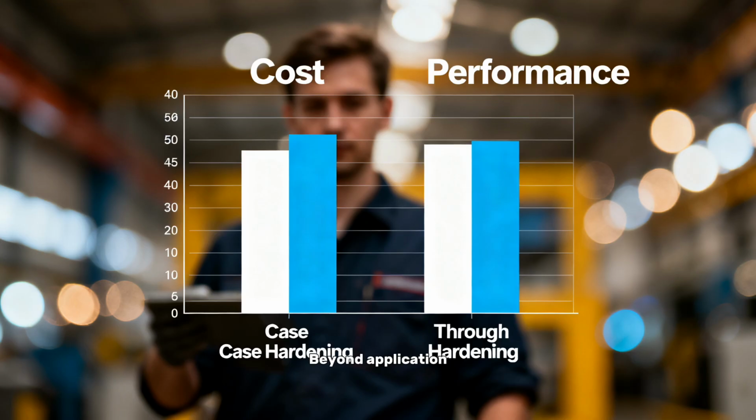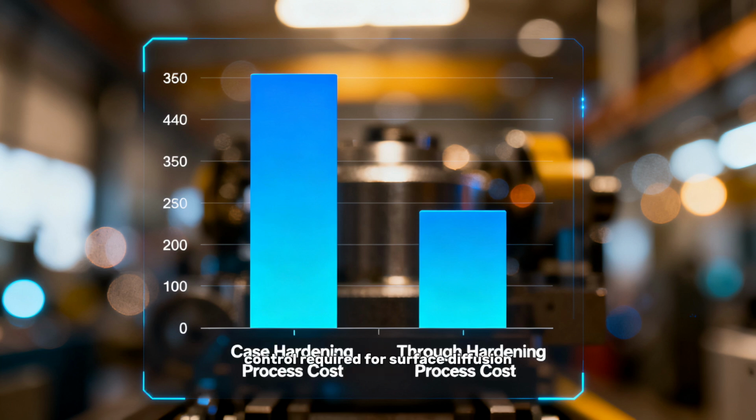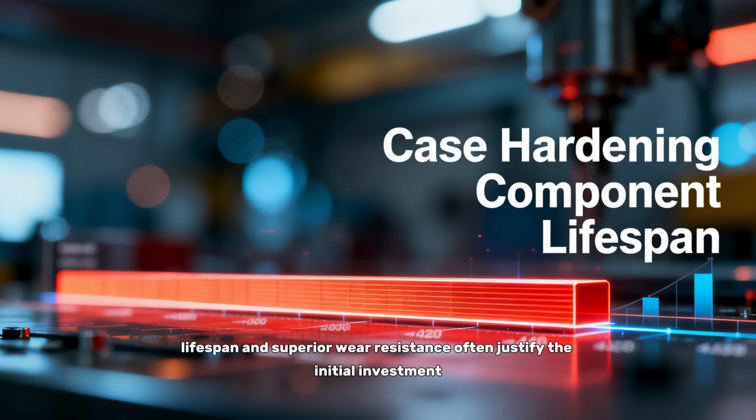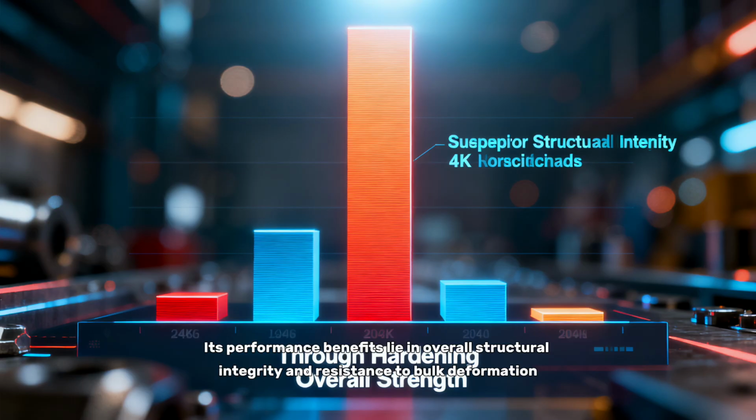Beyond application, cost versus performance is a significant factor in decision-making. Case hardening processes can sometimes be more complex and costly due to the precise control required for surface diffusion. However, the extended component lifespan and superior wear resistance often justify the initial investment. Through hardening, while potentially simpler in process, requires higher alloy content steels, which can increase material costs. Its performance benefits lie in overall structural integrity and resistance to bulk deformation.